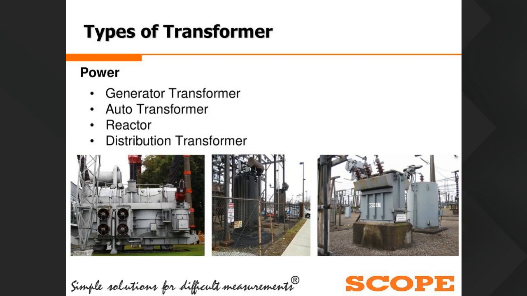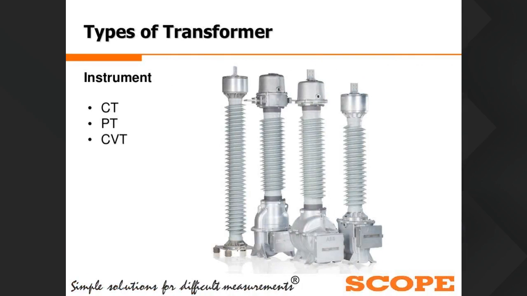And distribution transformers. The distribution type transformers are at the distribution side for stepping down the voltage, that is 33 kV, 11 kV to 440 volt, like that. And after that, instrument transformers, like current transformers, voltage transformers, and capacitive voltage transformers. The importance of instrument transformers is for metering, that is measurement purposes, and protection purposes, and somewhere a special type of protection purpose.